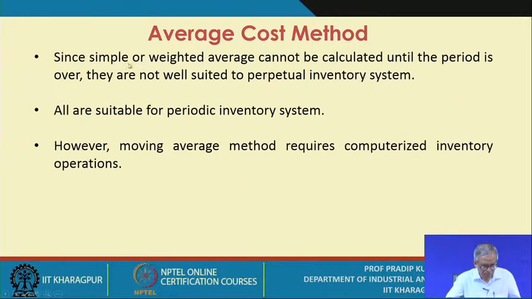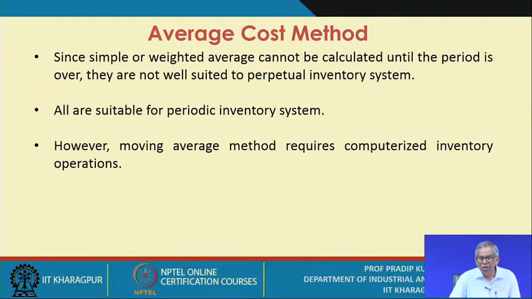Since simple or weighted average cannot be calculated until the period is over, they are not well suited to the perpetual inventory system. This point you must note down. They are suitable for periodic inventory systems, because as soon as you say it is based on the average cost, that means the time period is to be known. It cannot be at any instant of time. It is essentially a method applicable for a period of time, not an instant of time.